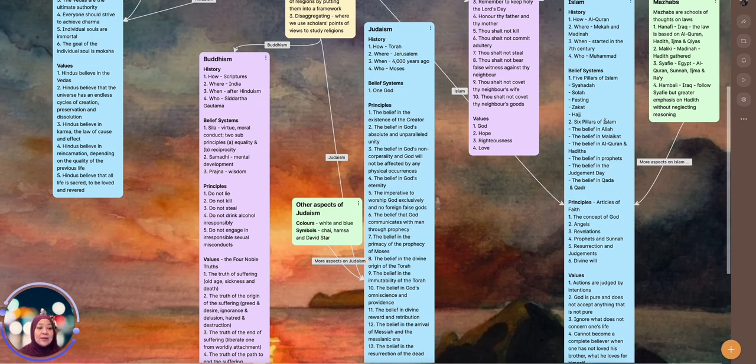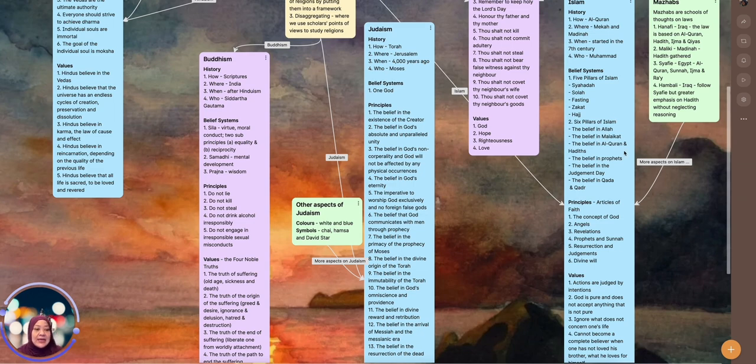The second set of the belief system, 6 pillars of Islam, or Rukun Iman. So we have 6, as the name suggests, 6 pillars. The first, the belief in Allah, the belief in Malaikat, the belief in Al-Quran and Hadith, the belief in prophets, the belief in the Judgment Day, and the belief in Qada and Qadar. So we have explained 2 sets of belief systems, 5 pillars of Islam and 6 pillars of Islam.